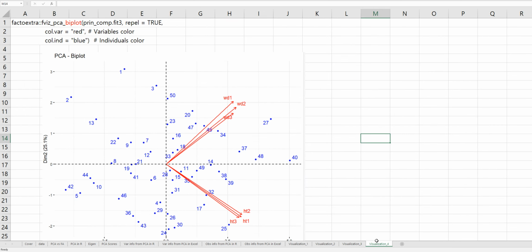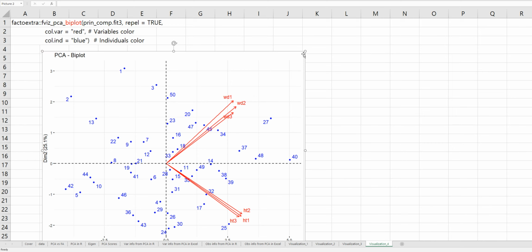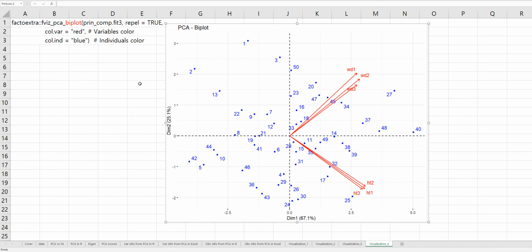The last visualization is actually the same as the first one. Same output, but also this factoextra fviz_pca_biplot function is more practical. You can modify color and also size of font. So this one, 67.1%, is actually the contribution of total variance, and this one is the second principal component contribution.